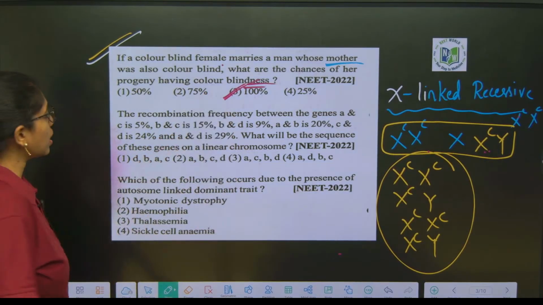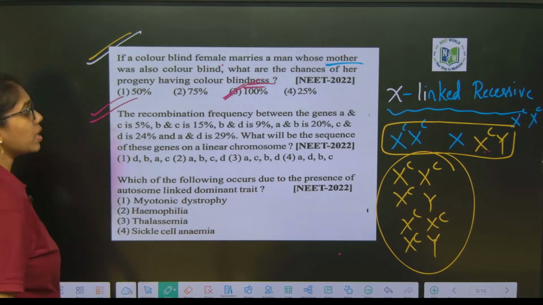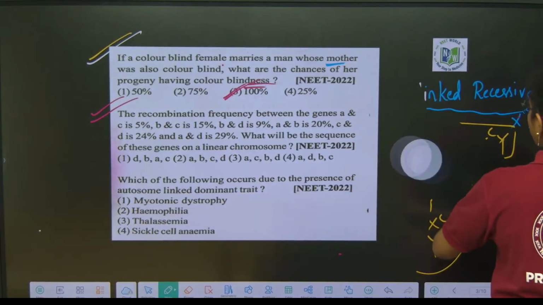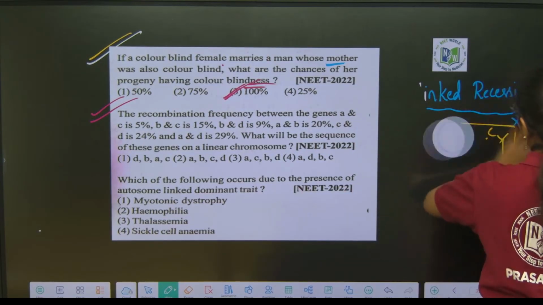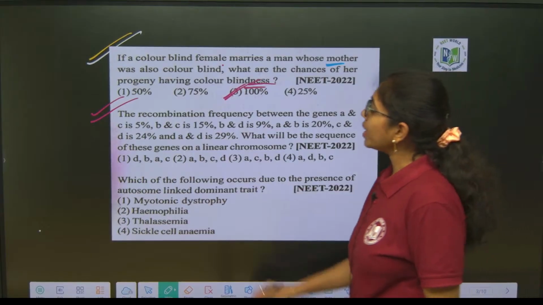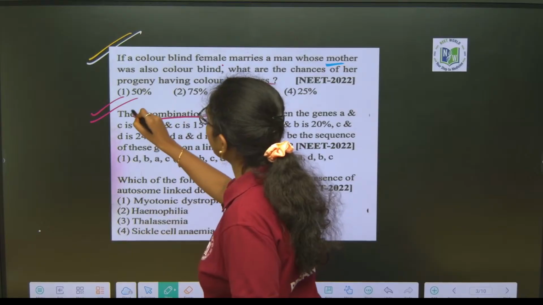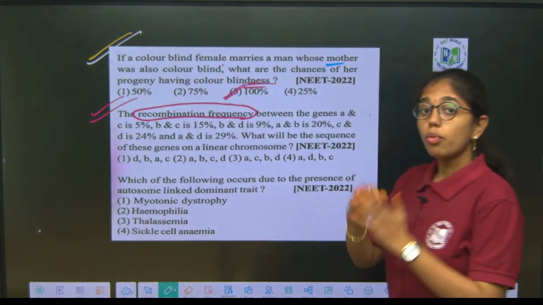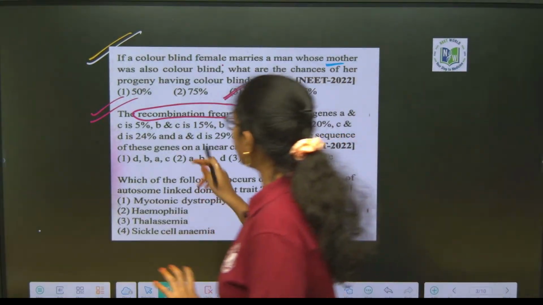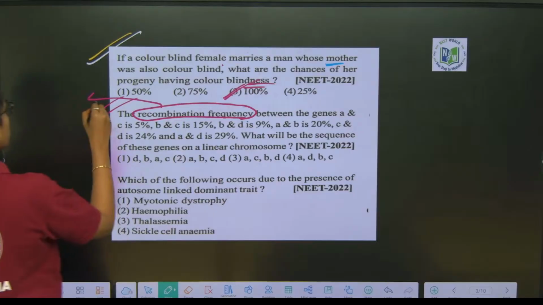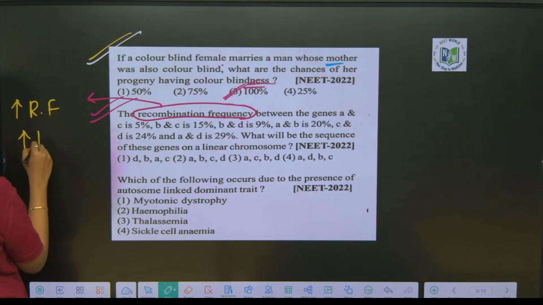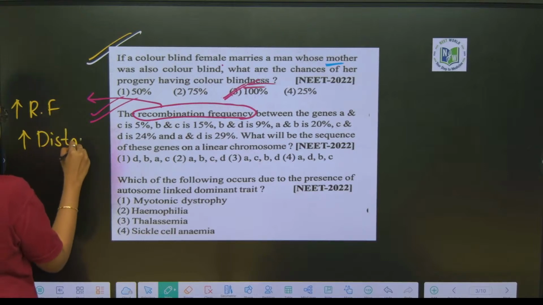And the second question is about gene mapping, which is given by Alfred Sturtevant. How to calculate the questions of gene mapping? There is a very simple trick. You look at the recombination frequency. What is recombination frequency? More recombination means more distance between two alleles on two genes on the chromosome. So, more recombination frequency means more distance. Remember this point.